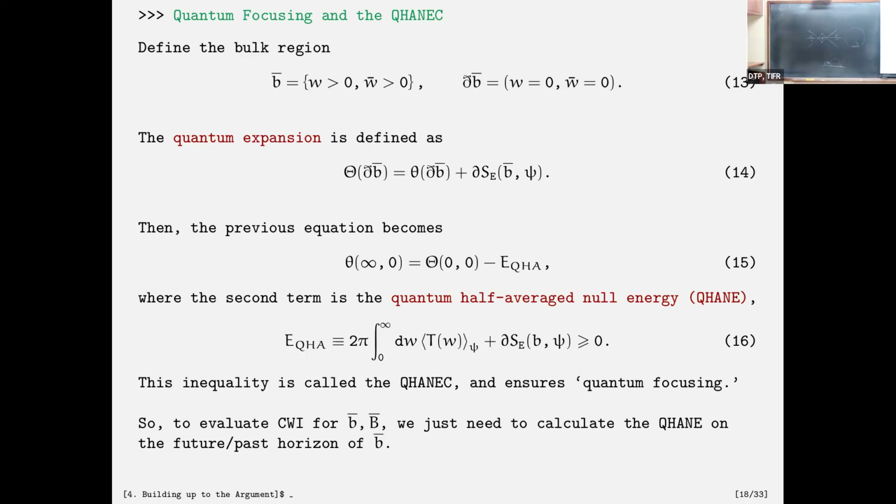So the point is I'm starting from 0, and I'm calling a null ray. So W will increase, but W bar will be fixed. Okay, so it's the other coordinate. You follow it all the way to infinity, and it is the value at 0 minus not just the stress tensor, but this additional term. Yes. It's called the quantum half average null energy. The positivity of this quantity was the thing that turned out to be the generalized second law in Adam's work.